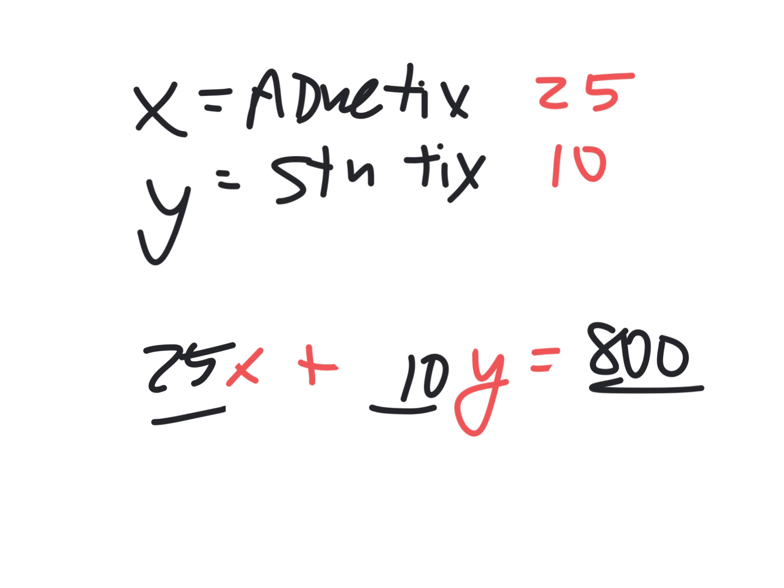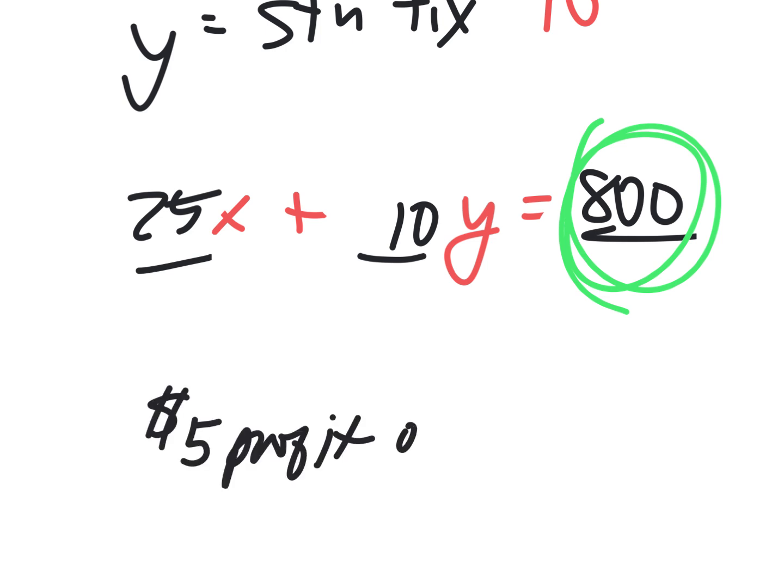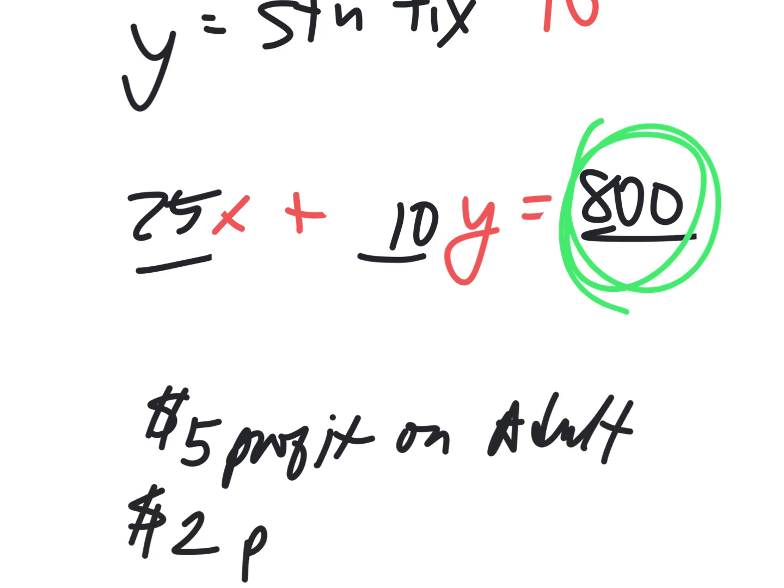So let's say that we know that when we sell all these tickets, we don't make all of this as profit. You don't just walk away and say, ooh, we made $800. No, you had some expenses. If you're doing a play, you might have had to pay for some costumes and some set design and all that stuff. And let's say after a lot of work, you figure out that on the adult tickets you typically make about $5 profit, but only $2 profit on the student tickets.